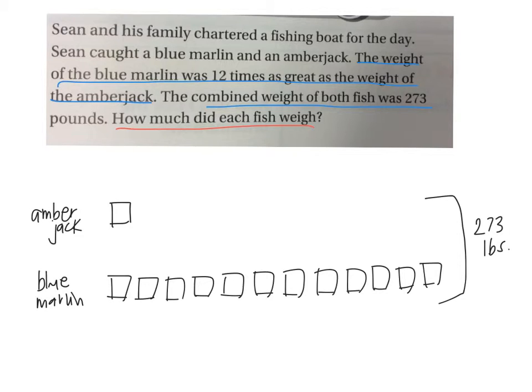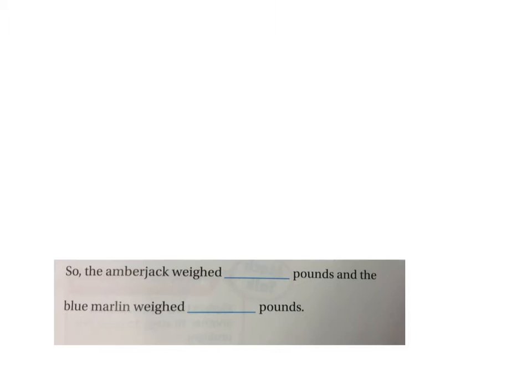Okay, so if I know the total weight, how do I divide this to find the weight of one box? How many boxes do I have all together, Thomas? You have 13 because I have 1, 2, 3, 4, 5, 6, 7, 8, 9, 10, 11, 12, 13 boxes all together. And I know that those 13 boxes all together weigh 273 pounds. So how can I find the weight of just one of those boxes? What do I need to do? Liam? 273 divided by 13. All right, very good. We know how to do that.